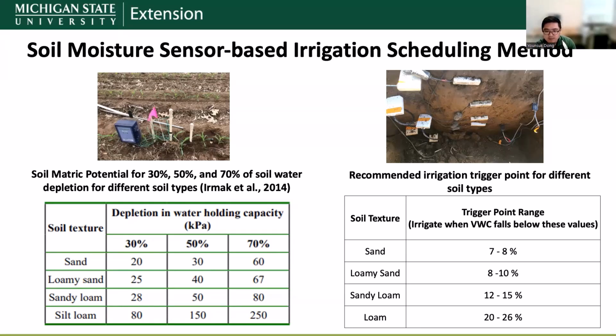But keep in mind that if your pivot takes about 3 days to apply 3/4 inch, then you might want to start irrigating a little bit earlier. You can use the volumetric water content sensor in the same way to determine when to water.